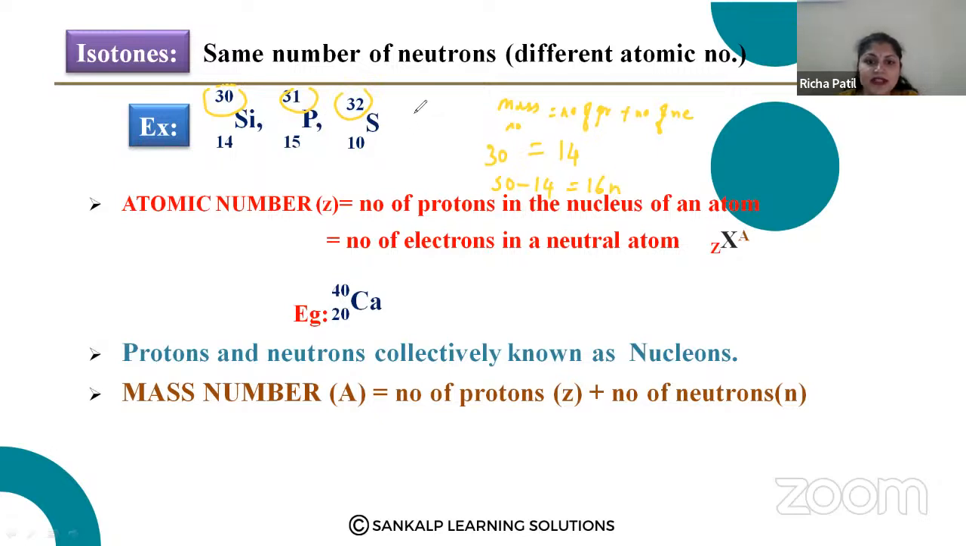Then with phosphorus, in all these three cases, the number of neutrons is the same. The number of neutrons is the same for different atomic numbers. You can see the atomic number is changing, but they have the same number of neutrons. So remember, isotones have the same number of neutrons but different atomic numbers. Okay, we'll go to the next.